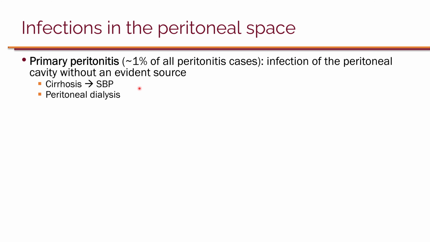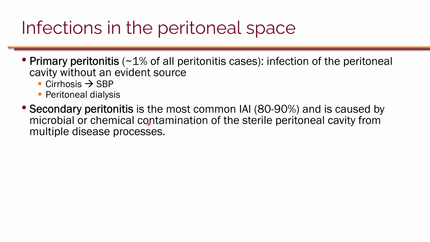So, the large majority of peritonitis is due to another infection. Primary peritonitis, for the most part, you can think of patients with cirrhosis, so spontaneous bacterial peritonitis. That is, in fact, what the spontaneous is referring to: the infection started in the peritoneal space. It did not come from, like, the pancreas or the gallbladder or other organs. The other option is people who are on peritoneal dialysis. Dialysis itself can be the source of infection directly into the peritoneal space.